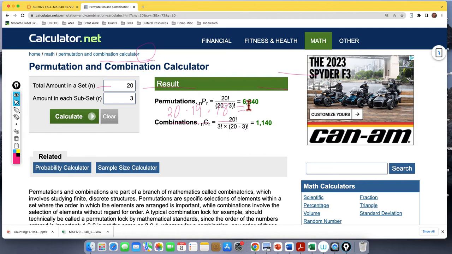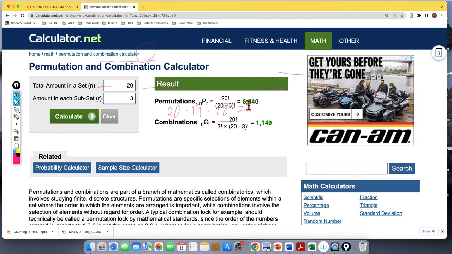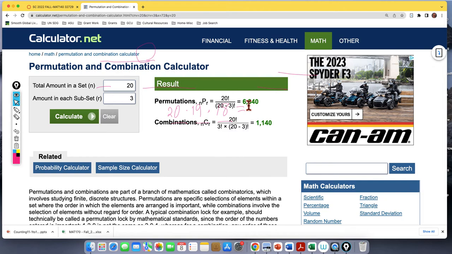Now, one of them, the difference might be the same CEO, the same operating manager, but with a different treasurer, right? So that all makes it different. But there's actually 6,840 different executive boards.